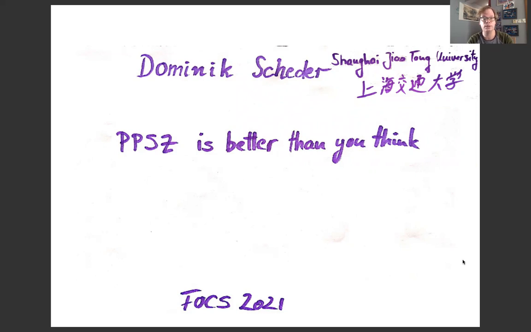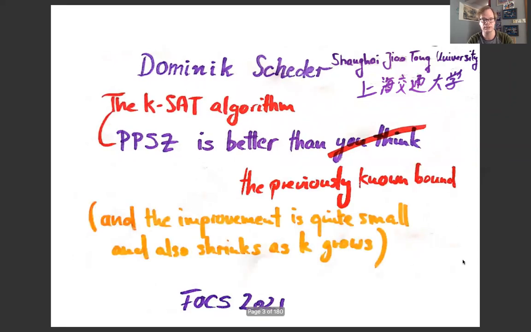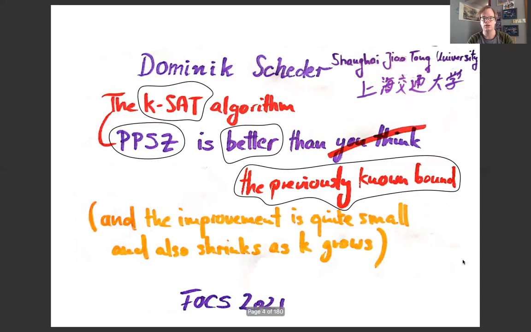I will tell you why PPSZ is better than you think. And because this is a very cryptic title, let me expand it. The KSAT algorithm PPSZ is better than the previously known bound, and the improvement is quite small and also shrinks as K grows. All right, my talk will have 4 parts.